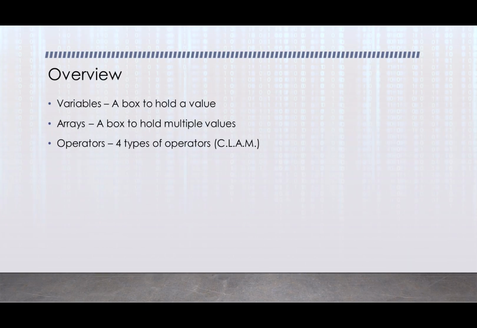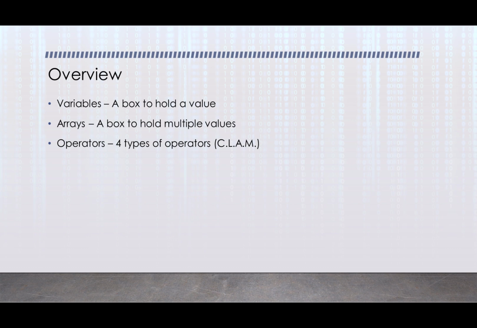Here's a brief overview of the three topics. First, let's start with variables. We know this from algebra. It's just a placeholder. In programming, I like to refer to it as sort of a box that can just hold things. Arrays are just like a variable, but it's a box that can hold multiple things, and we'll get to more examples in a minute.